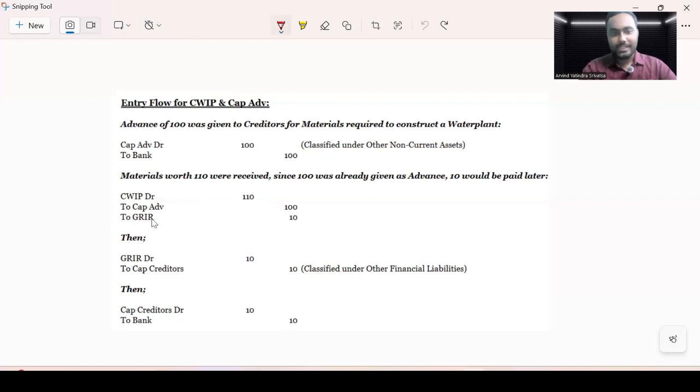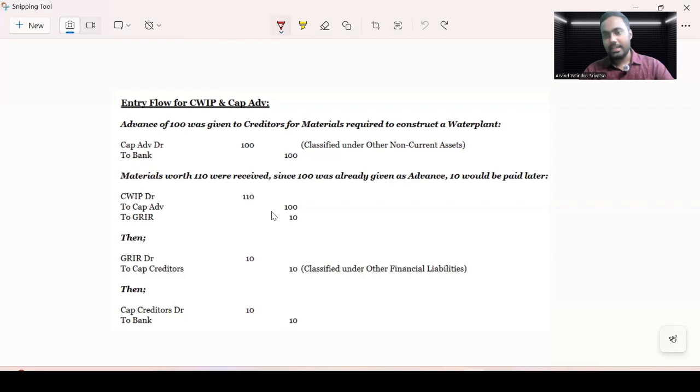So, guys, you just need to ensure that the credit is going to capital advance to the extent of 100. Because sometimes what clients might do is, they might take the entire credit to capital creditors, which is actually not right, because you need to first knock off your advance and then take the residue to capital creditors. If you take the entire 110 to your capital creditors, your asset balance of capital advance would also be inflated, and your liability balance of capital creditors would also be inflated, which is actually not right. You're not giving a right presentation or a right understanding to the users of the financial statements. I hope you understood this, guys. This is a very critical concept, and this entry flow is very critical for your understanding and for your audit.